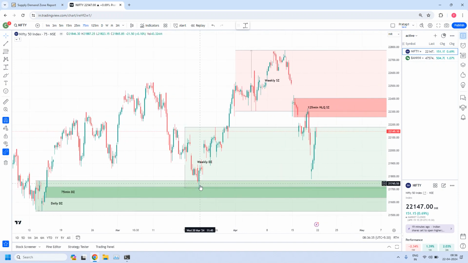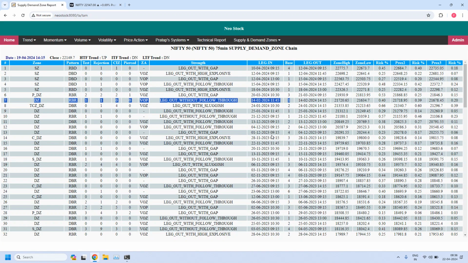So that means earlier orders are exactly picked up from this 75 minutes area. This fine-tuned 75 minutes inside the daily, and then created this weekly demand zone. This is the immediately available. Then what is the immediately available supply zone?